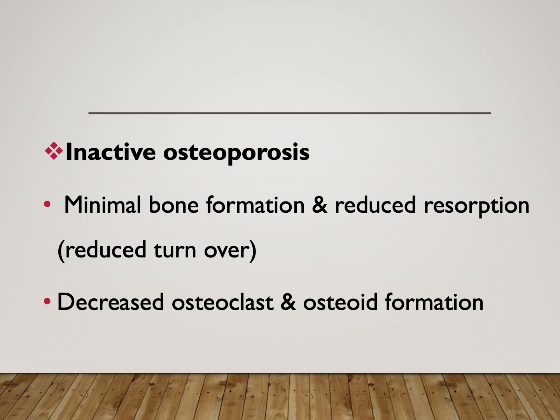Coming to inactive osteoporosis, here there is minimal bone formation and minimal resorption. So both bone formation by osteoblasts as well as bone resorption by osteoclasts are reduced. So totally there is reduced turnover of the osteogenesis as well as osteoclastic resorption. So there will be decreased osteoclasts and decreased osteoid formation.